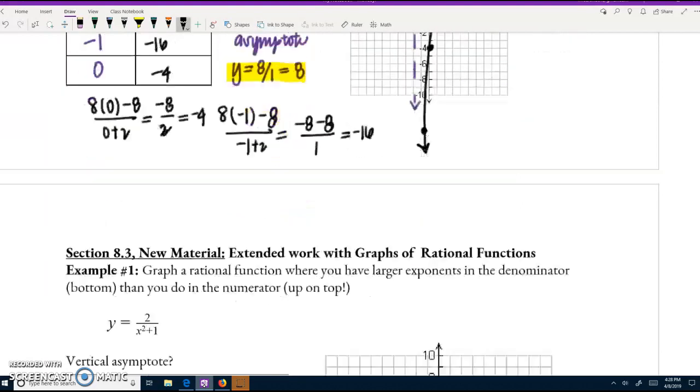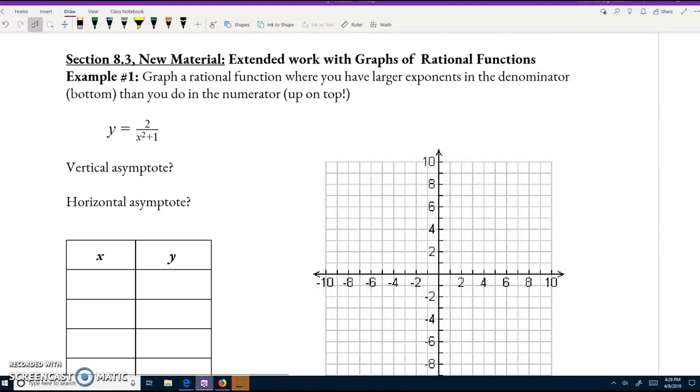Now that's our 8.2 material. Today we're getting into 8.3, where we're going to graph rational functions that just have a little bit more going on up top and down below. So we want to take a look at the equation here, y equals 2 over x squared plus 1.